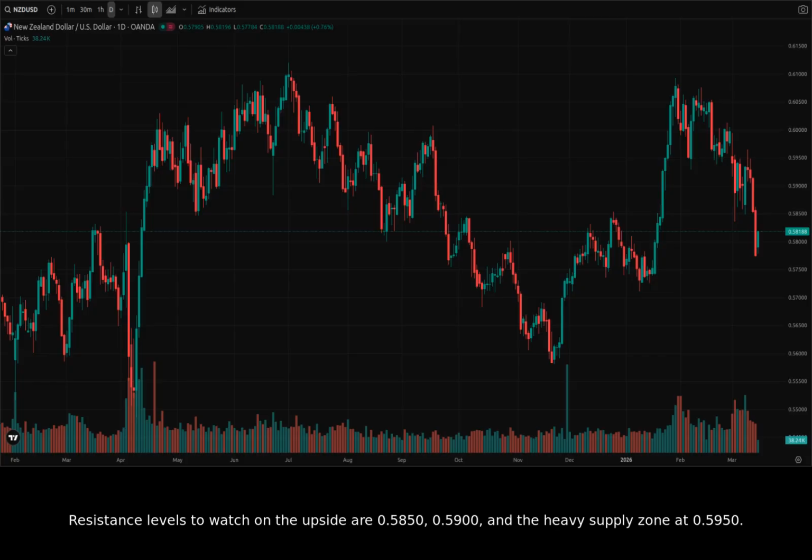Resistance levels to watch on the upside are 0.5850, 0.5900, and the heavy supply zone at 0.5950. When deciding when to trade, watch for a clear break of the current range between 0.578 and 0.582. A breakout above 0.5826 with strong volume would be a signal for a potential long trade towards 0.5900. Conversely, a break below 0.5770 would likely invite more short sellers to target the 0.572 area.